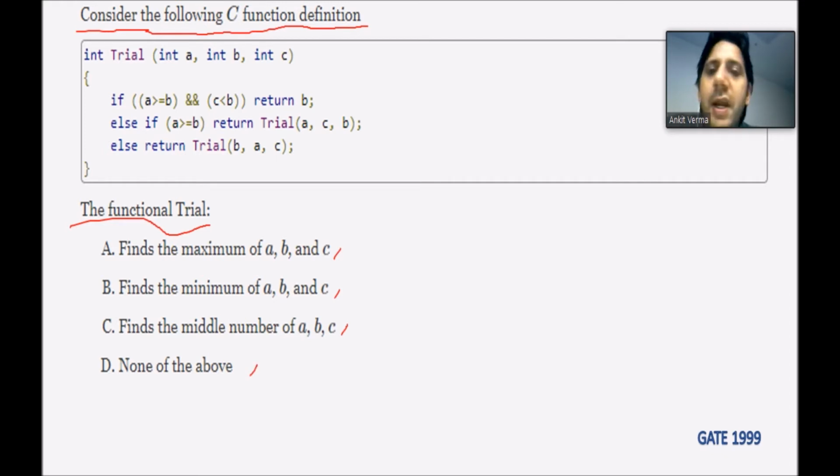We will see. I have already told you that when such a question comes, you have to first assume values. I have taken three numbers A, B and C and assumed their values as 4, 5 and 6. Anybody is going to call this function with these values. Now please tell me, is A greater than B? False. Else part will run.